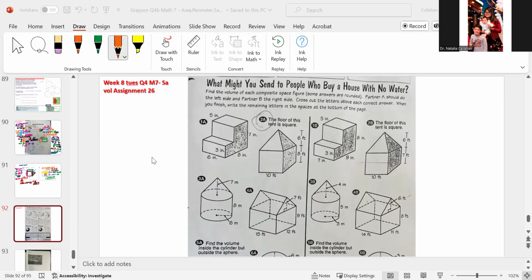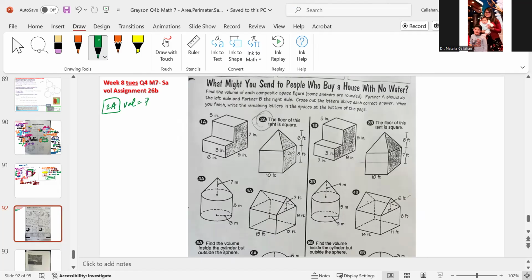All right, this is week 8, Tuesday, assignment 6B. This is the second part. And now we're finding volume. So which one do you want to go over? We're finding volume, so do you want to go over 1A or 2A? Your choice. 2A. Okay. 2A, what are the two shapes?